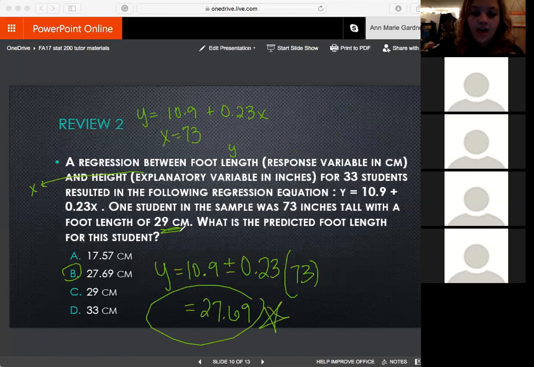This is our actual foot length, so that's going to be y. But in this case, I forgot to put the hats. Y hat is going to be our predicted foot length based upon this x variable that we have. So our answer is B. Great job.